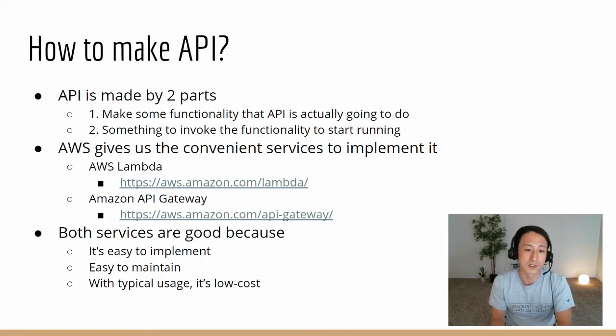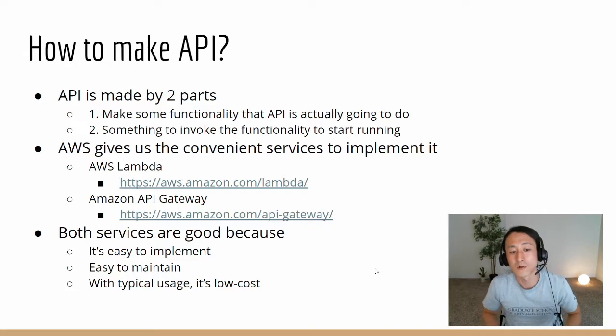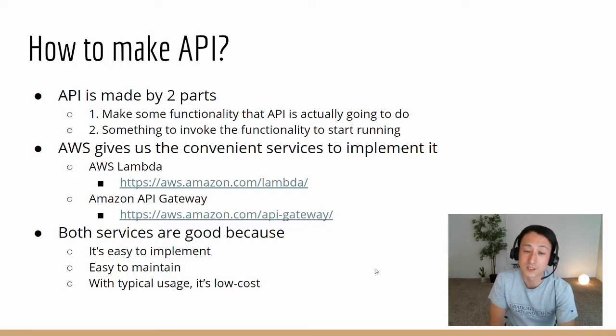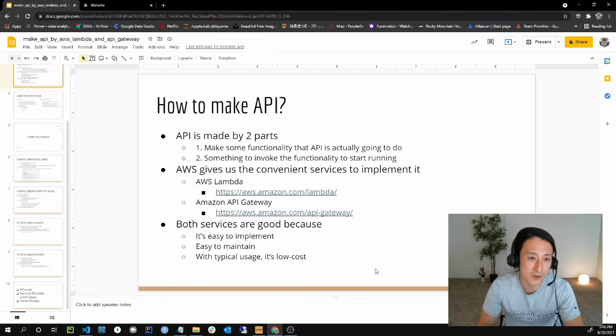The first service we are going to use is AWS Lambda, and the second is AWS API Gateway. Both services are very good because they're very easy to implement and easy to maintain. And also with typical usage, it's low cost. I say typical usage because the cost of AWS Lambda and API Gateway depends on how many times you're using this API. I'm going to just show you an example.